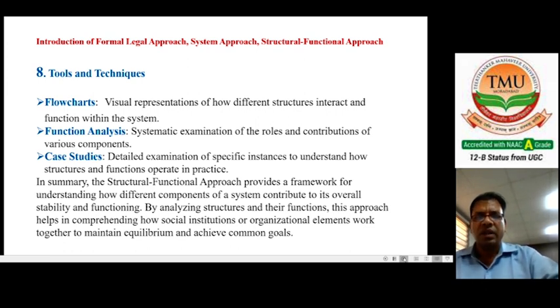So these are the introductory parts of the formal legal approach, systems approach, and structural functional approach. Now, in the next lecture, I will go into detail on all three methods. Now I am going to close on these three important approaches in a very simple way.